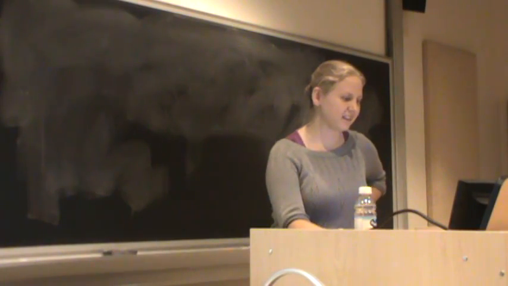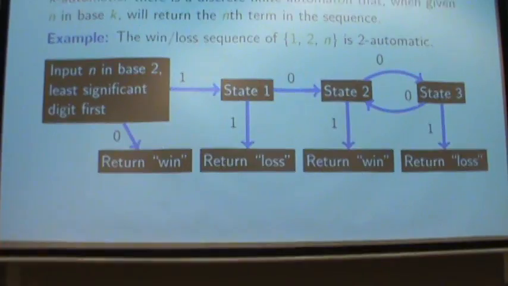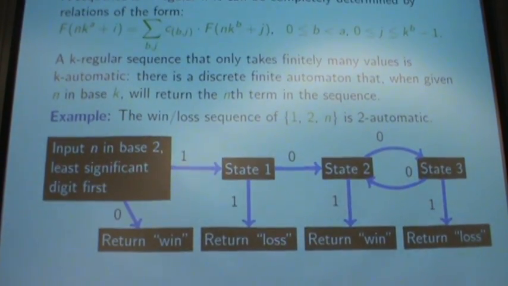So here's a little example. We've actually proven something much stronger, right? We've proved that the whole sequence is 2-automatic. But here, we can just check that the win-loss sequence of the game 1 to n is 2-automatic. So we start, right, we're given n in binary. We're going to try and compute whether it's a win or a loss. We start with the least significant digit. We know if we input 0 as the least significant digit, it's even. We've checked that that's always a win. So right away, we can classify those.